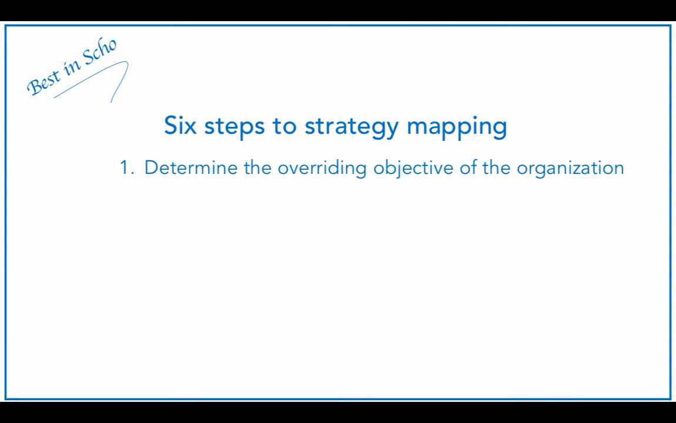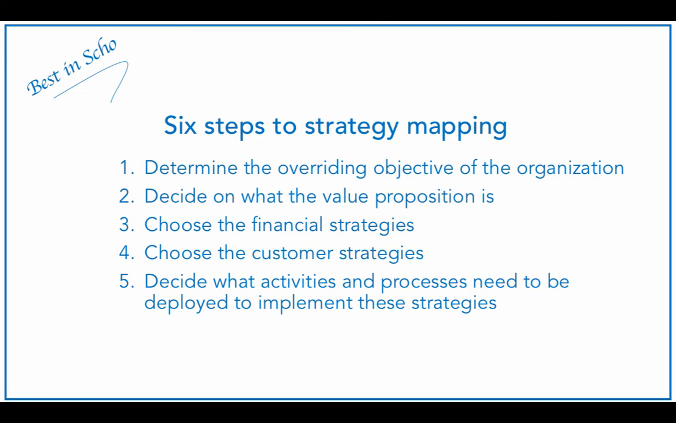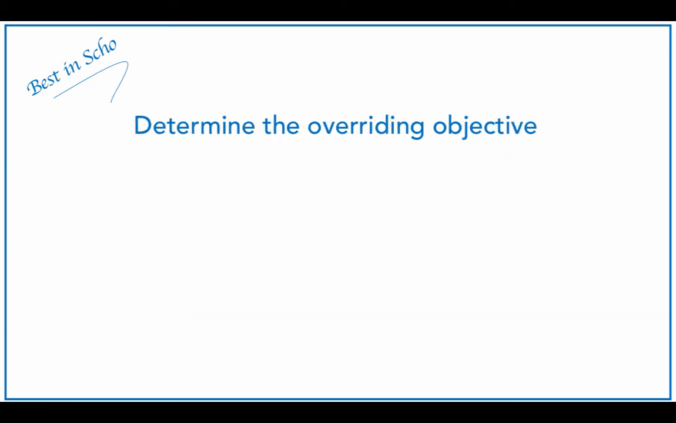Step 1 is to determine the overriding objective of the organization. Step 2, decide on what the value proposition is. Step 3, choose the financial strategies. Step 4, choose the customer strategies. Step 5, decide what activities and processes need to be deployed to implement these strategies. And the final step, step 6, is to assess the competencies and mindset that are needed to execute on the above plan to fulfill it.